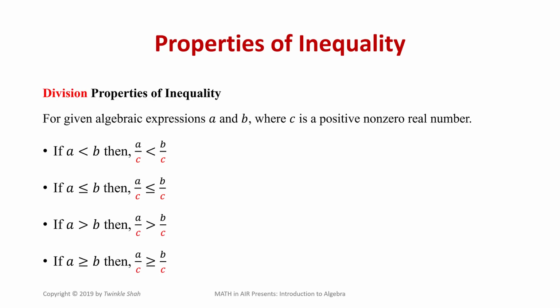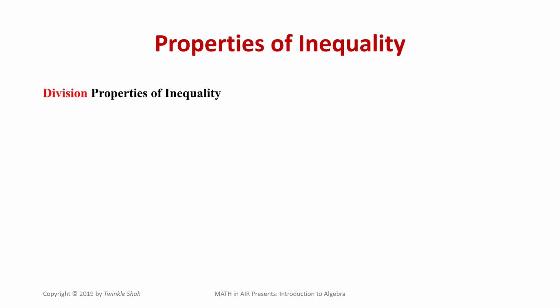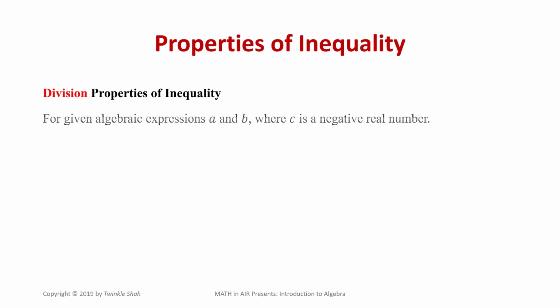Let's also review the following division properties of inequality. For given algebraic expressions a and b, where c is a negative real number, if a is less than b, then a over c is greater than b over c. Don't forget the sign reversal here.